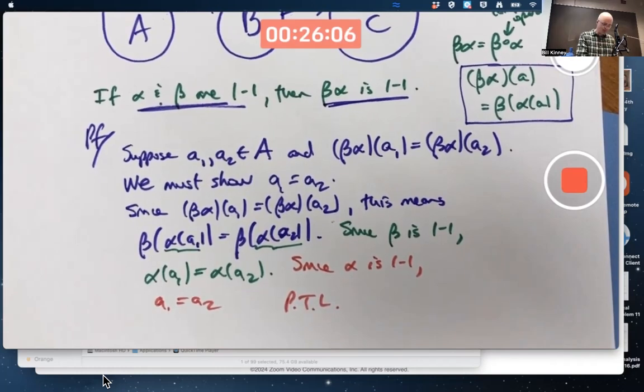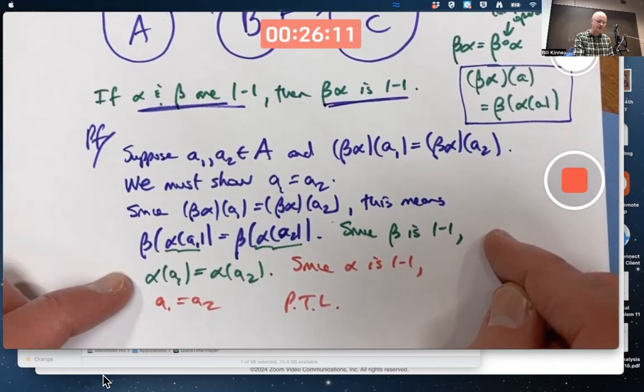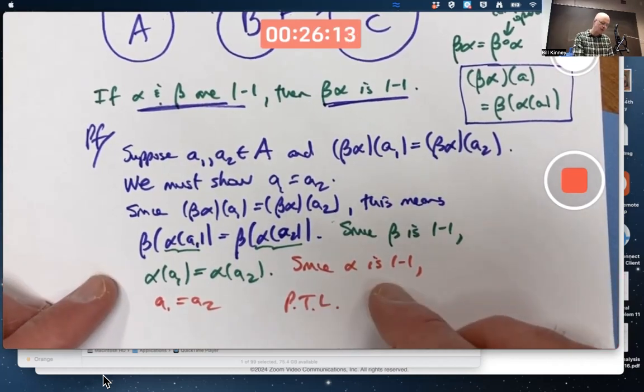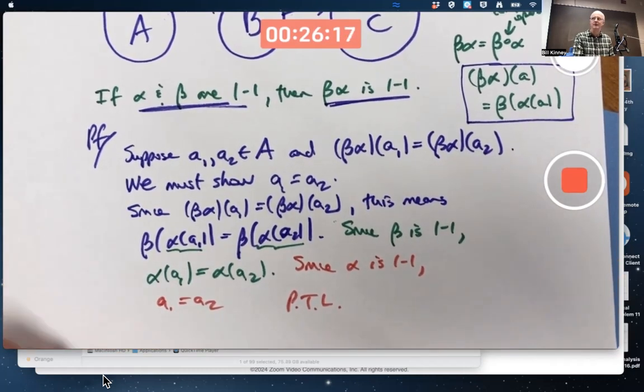I could have also added some words in here. I could have said, since beta is 1-to-1, this implies alpha of A1 equals alpha of A2. Since alpha is 1-to-1, this implies A1 equals A2. We are using the previous line.